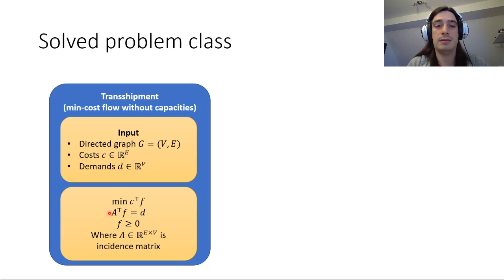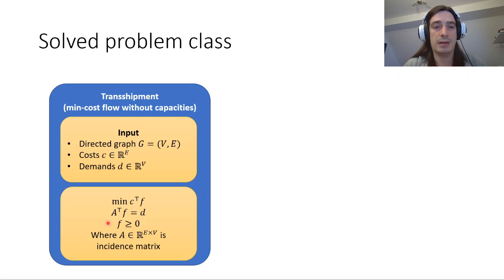Here this A, this matrix, is just the edge vertex incidence matrix, so this really just means the demands need to be satisfied. And this constraint here, that F needs to be non-negative, just means that since we have a directed graph, what we want is that the flow actually is aligned with these directions. It doesn't go in the opposite direction.